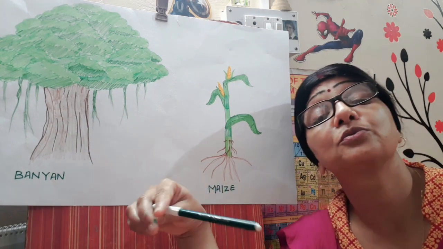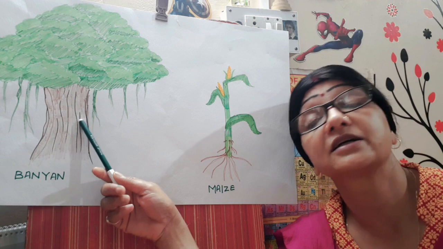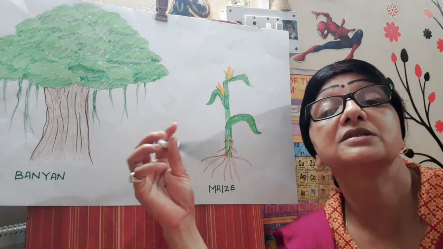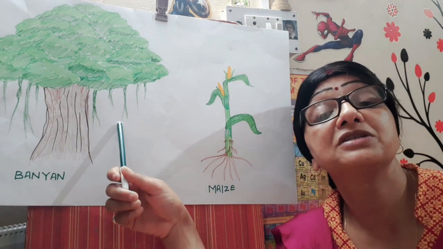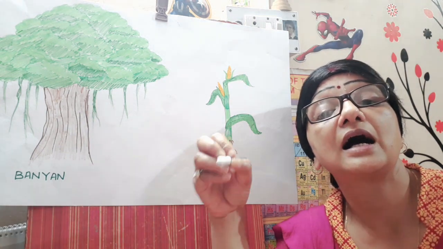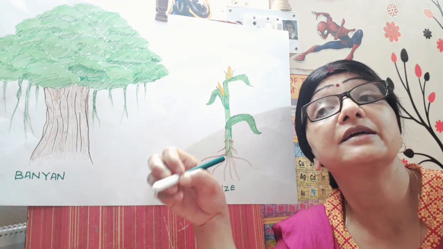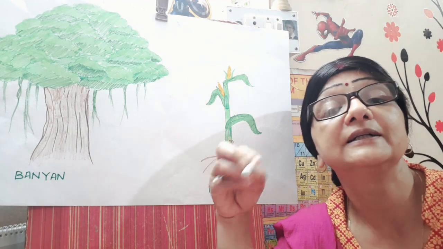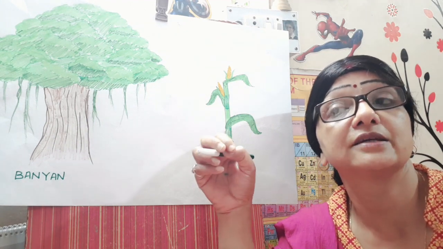And such types of root which are coming to provide extra support, which are coming in case of banyan, which is there in case of maize, and which is there in case of mangrove plants, these roots are known as aerial roots. Altogether these roots are known as aerial roots.